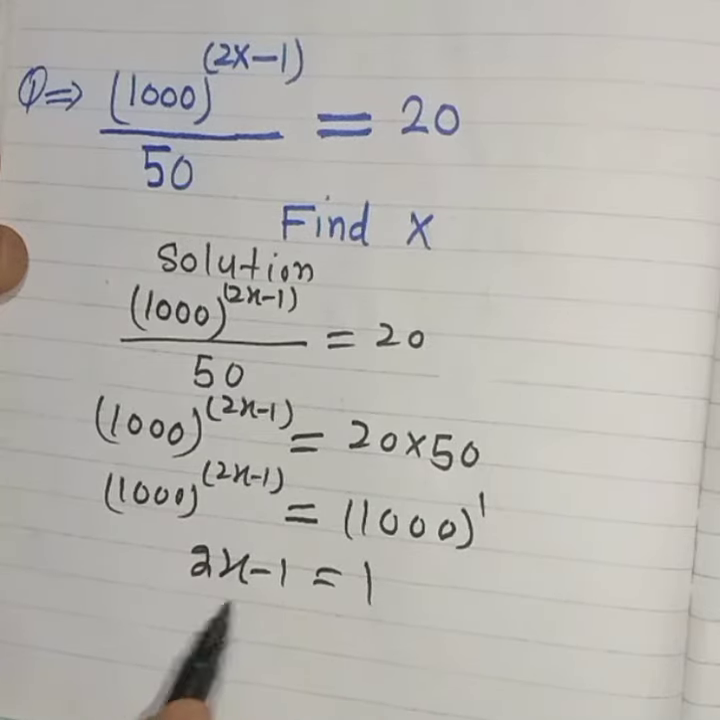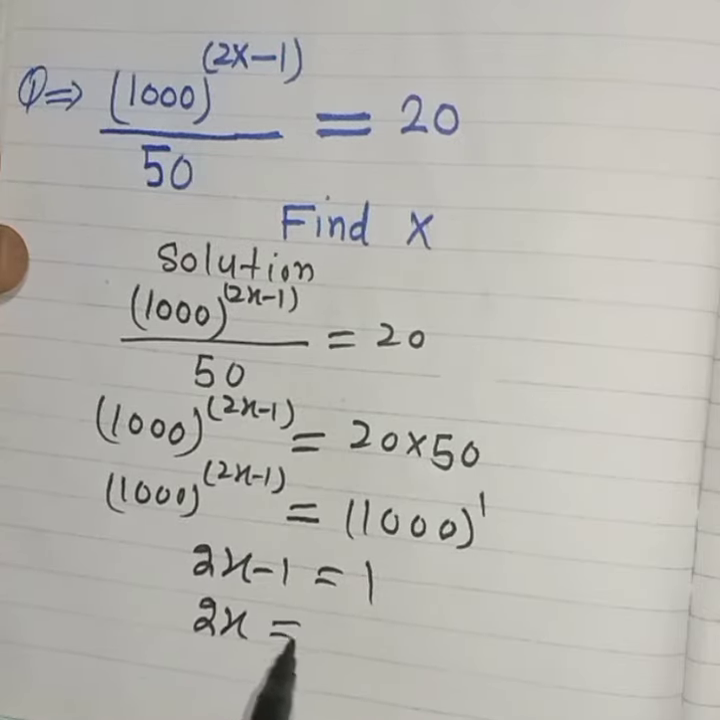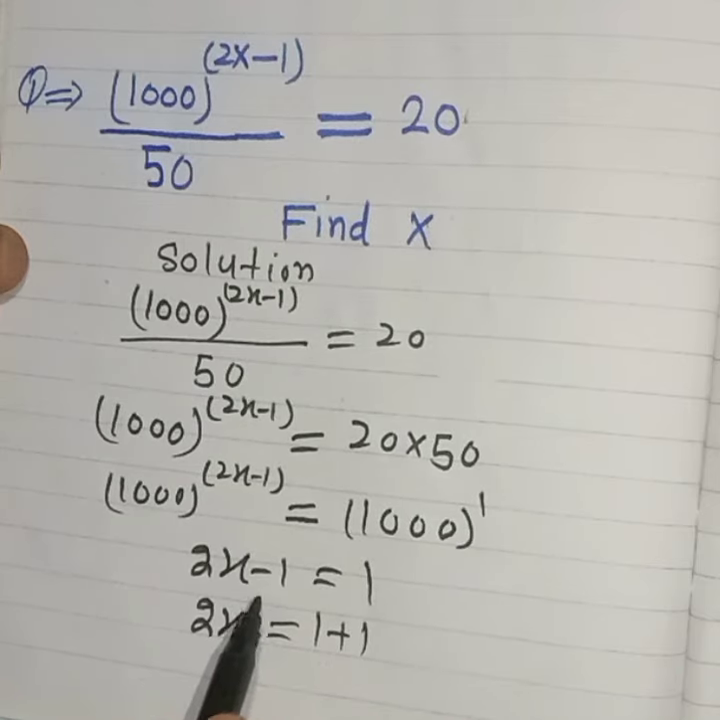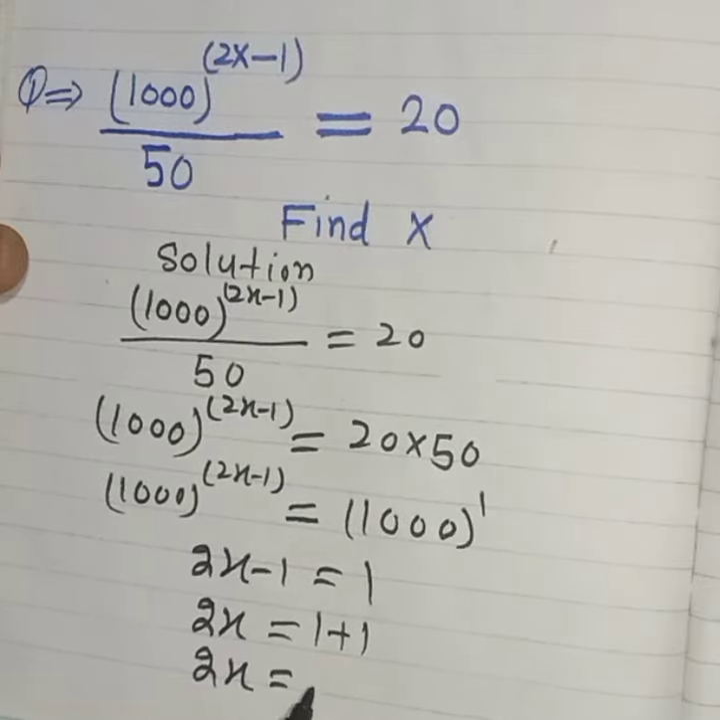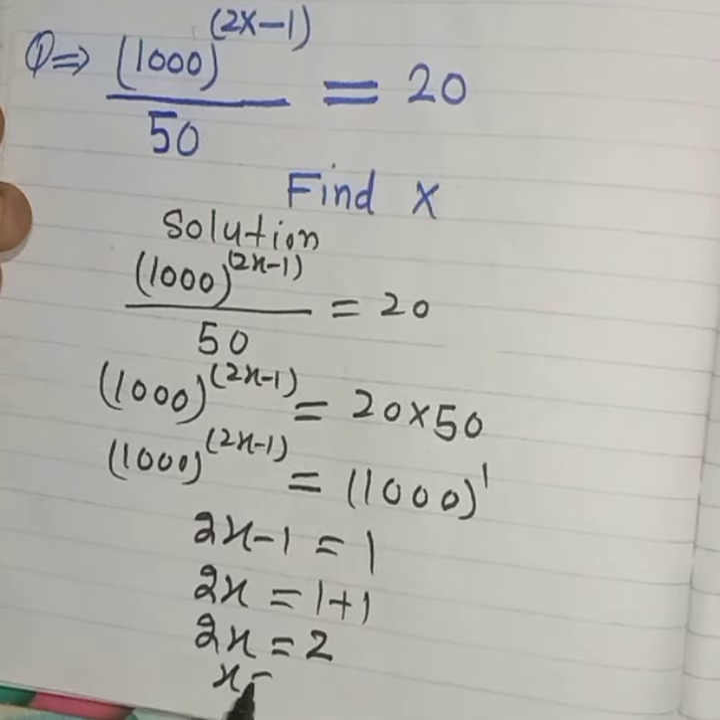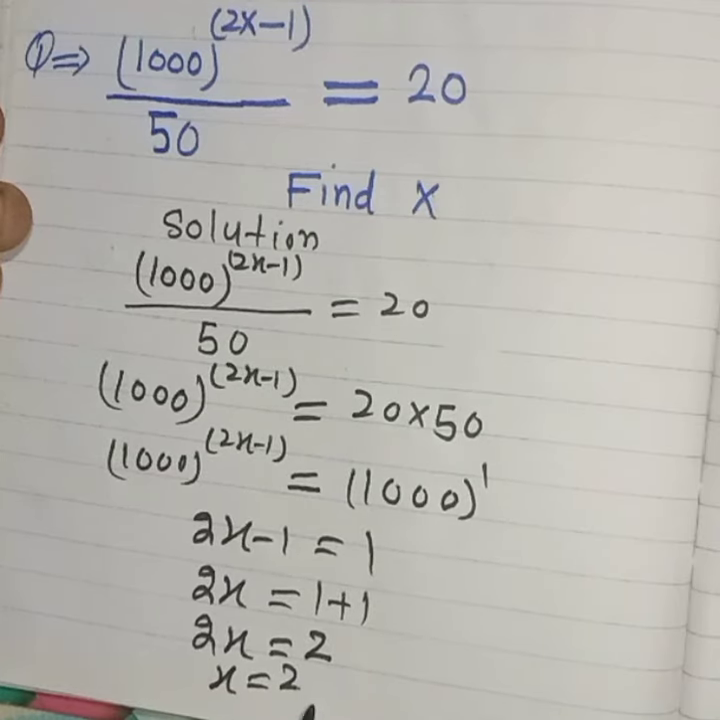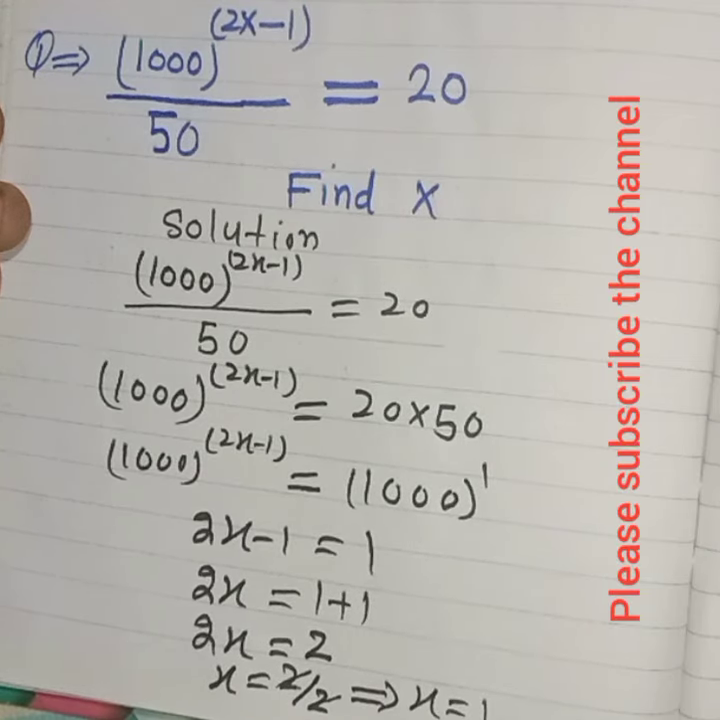Now I shift the 1 to the right hand side: minus 1 becomes plus 1. So 2x is equal to 1 plus 1, which is 2. Now x is equal to 2 divided by 2. The 2 cancels with the 2, so x is equal to 1. The way I found x, the value of x is 1.